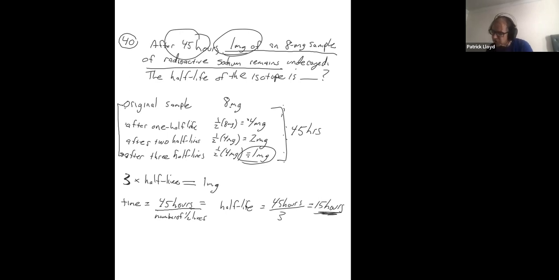Okay, let's check that. Let's claim that the half-life is 15 hours. After 15 hours, we would have 4 milligrams. After another 15 hours, which would be a total of 30 hours, we would have 2 milligrams. And after another 15 hours, which would be a total of 45 hours, we would have 1 milligram. And that's exactly what they said. They said we started off with 8. After 45 hours, we had 1. Okay. So that does it for half-life.